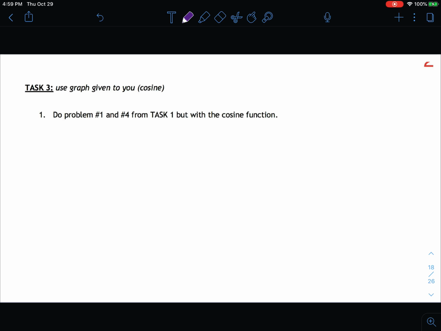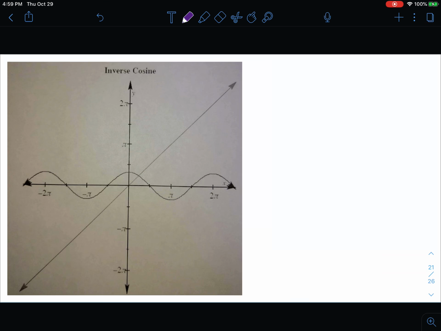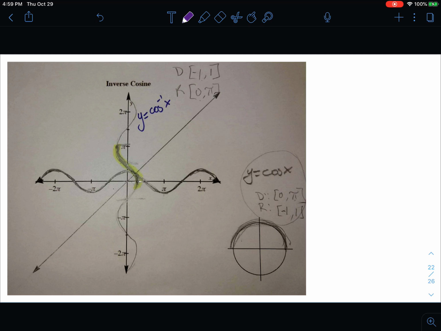Okay, you're going to do the same task for cosine, and I'm just going to show you what I have for my results here, and you can certainly fold it and do the same tracing. So this is going to be the same directions as the last one, but we're going to do it with cosine. So here is what you should end up with, and of course, pause and actually draw this out. We're going to go from 0 up to pi, that's the range, those are the outputs. And the inputs are -1 to +1.